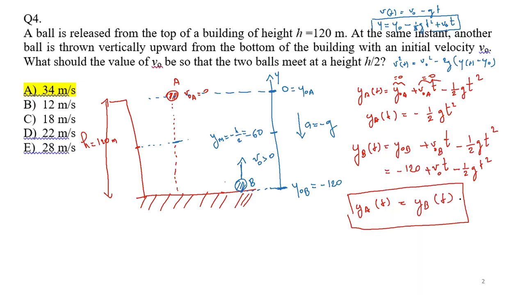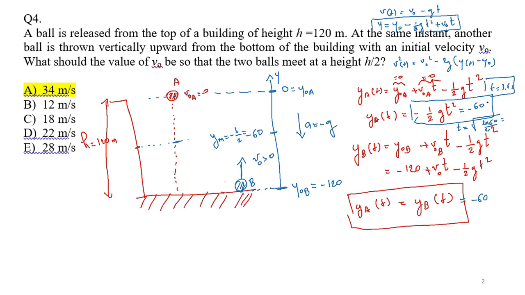And they will meet at half height, so basically at minus 60. So I have to say that YA of t is equal to minus 60. Now from this equation, I can get at which time they met. It will be the square root of 2 multiplied by 60 divided by 9.8. So I will get the time of meeting, which is roughly 3.5 seconds.